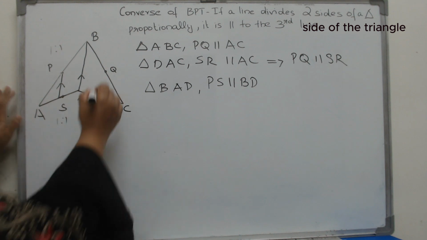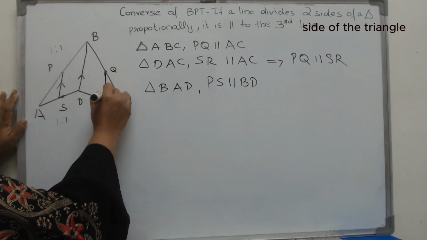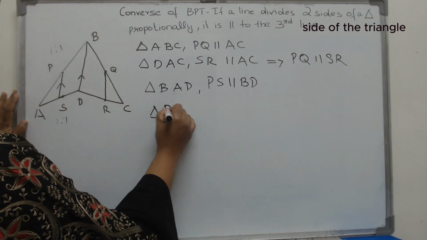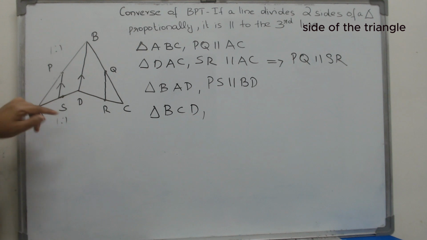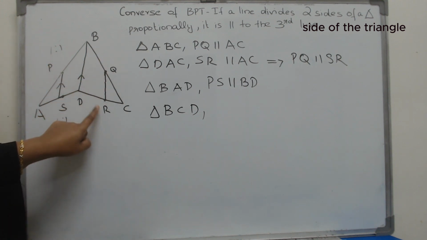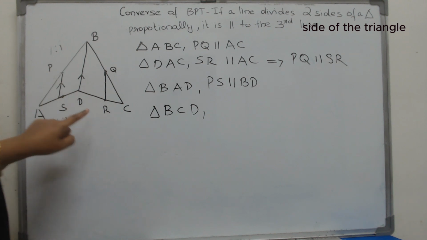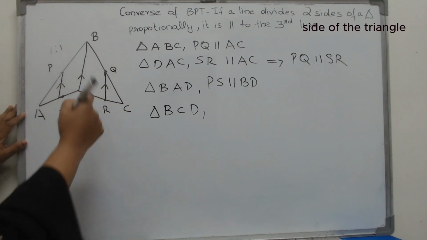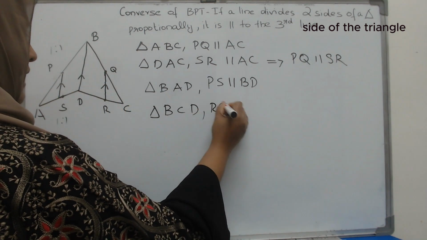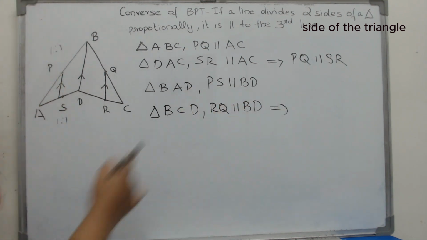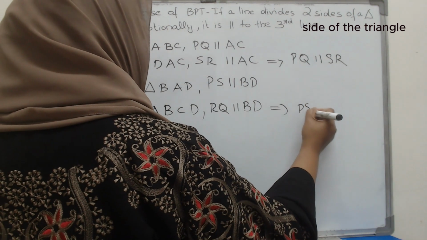Now this is the only line left, right? So let me join that. Next consider triangle BCD. Again, do you have all the conditions that you need? Do you have a line? Does that line divide two sides proportionally? Yes, it does. Then what does it mean? Apply this rule and you get that this line which divides the two sides is parallel to the third side. Then what do you have? If two lines are parallel to the same line, it means they are parallel to each other.